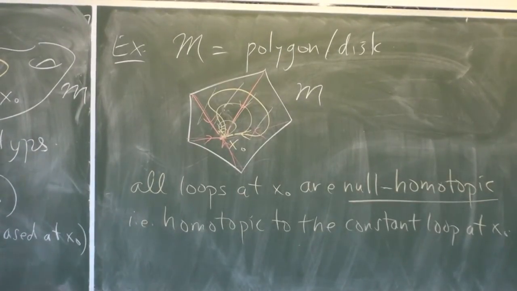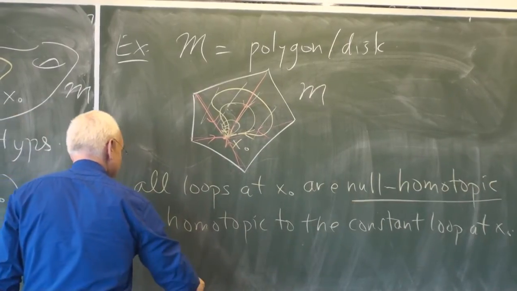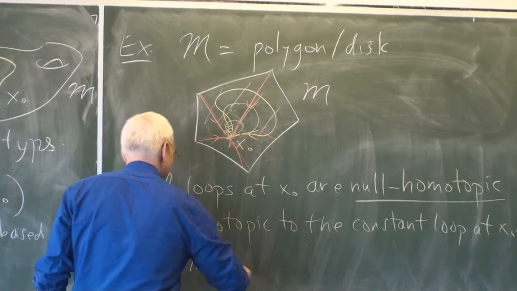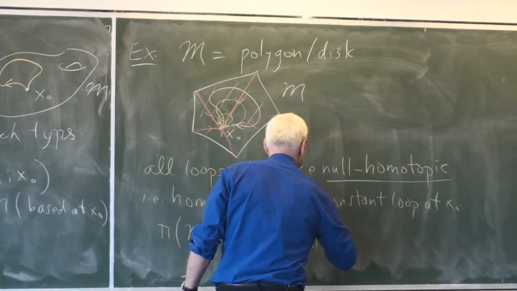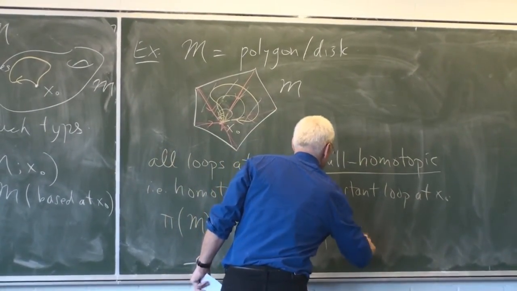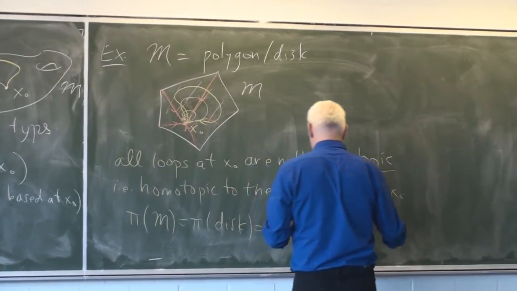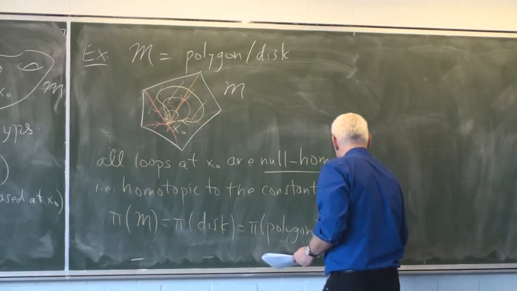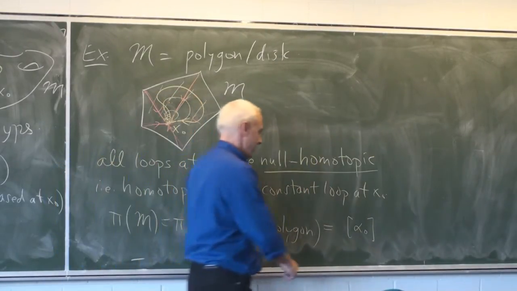And that means that there's really only one element in this group. So pi of M, or pi of the disk, or pi of the polygon, only has one element. We might call that element, say, alpha 0. Let that be a name for the constant loop.